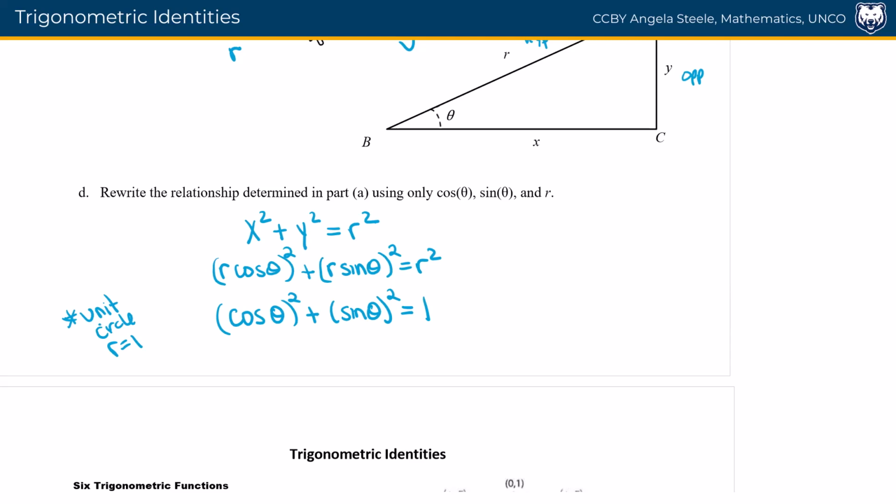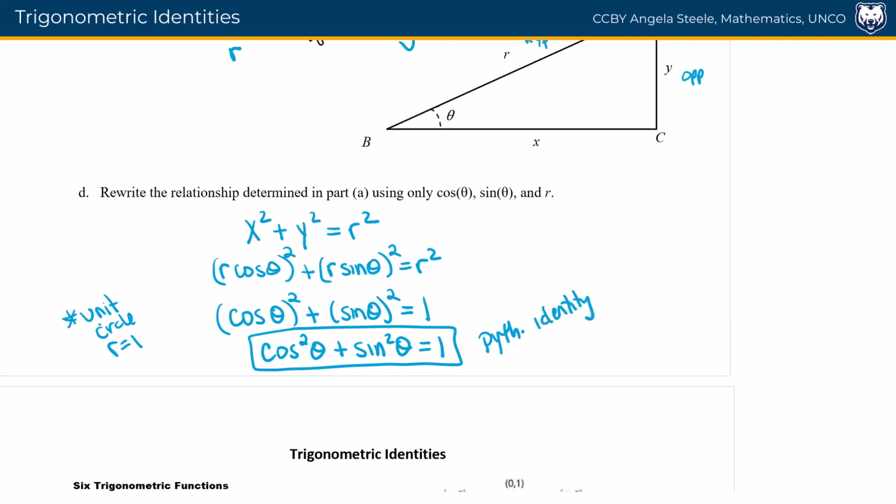Typically, we don't like to see all of those parentheses, so what mathematicians have done is just moved that square from outside the parentheses to be cosine, and then technically the squared there, theta. And that's just for simplicity, without having to have all of those parentheses. So this right here is called the Pythagorean identity. So cosine squared theta plus sine squared theta is equal to 1. And really this came from our generic Pythagorean theorem of x squared plus y squared equals r squared, and then just substituting in what we know the horizontal and vertical distances represent.